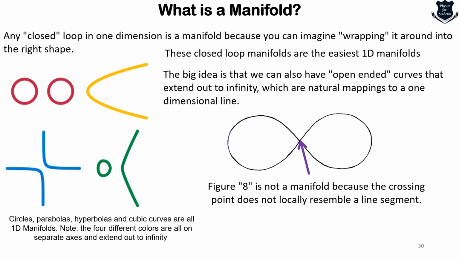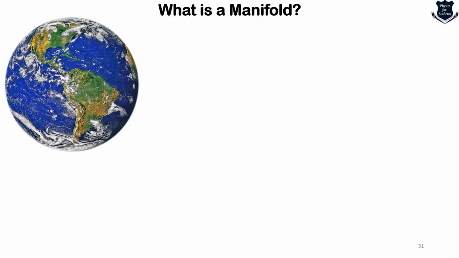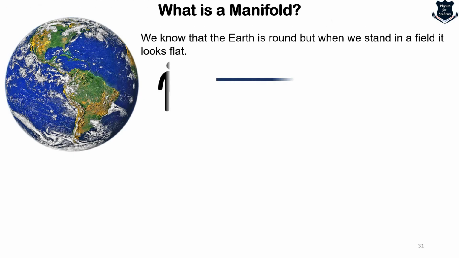So remember, you cannot just say every surface is a manifold. I have shown you an example of figure 8. This is typically not a manifold, and the reason is that there is no way to find a neighborhood around this point, which I am pointing to with a purple arrow, that resembles a straight line. A very easy example is our Mother Earth. We know that Earth is round, but as soon as we stand on a field, it looks flat. So that means locally it is flat.